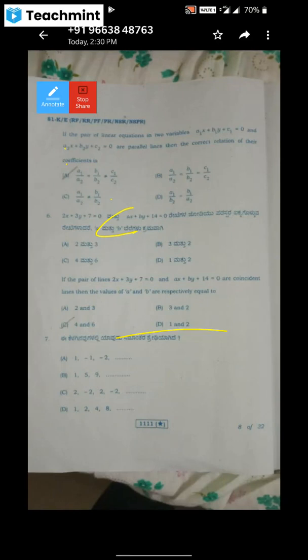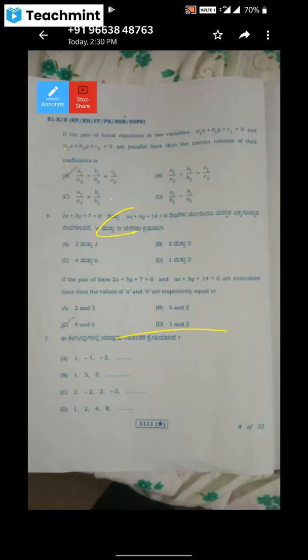So 2 divided by a, whatever number we put, that should be equal to 1 by 2. So a should be 4. So that is the option that has 4. So 2 divided by 4 and 3 divided by 6. 2 by 4 also gives 1 by 2. 3 by 6 also gives you 1 by 2. So option C is the right answer for the sixth question.